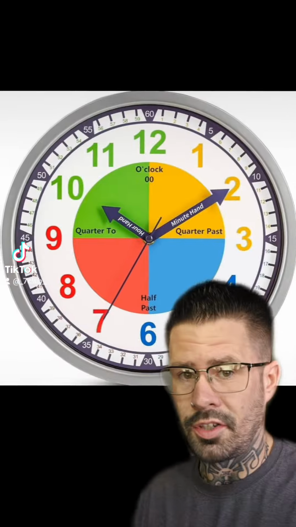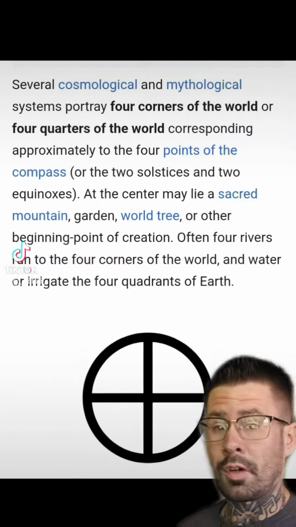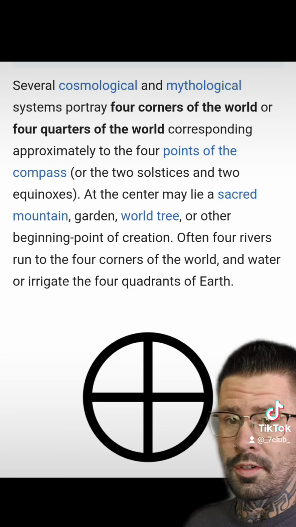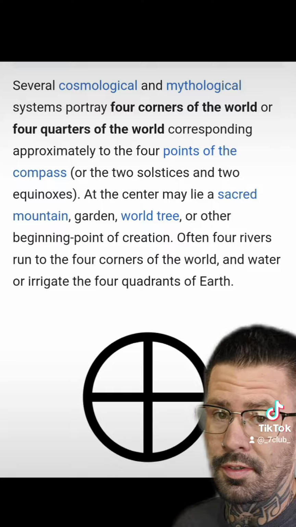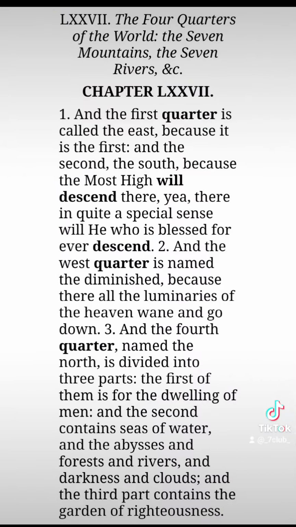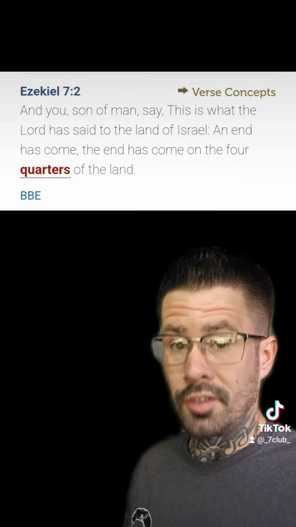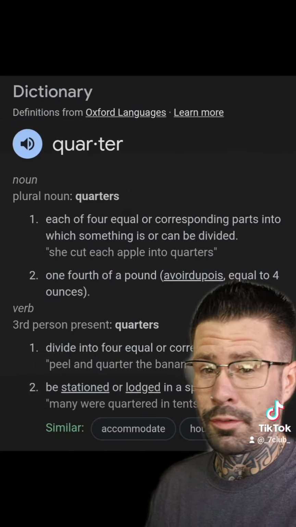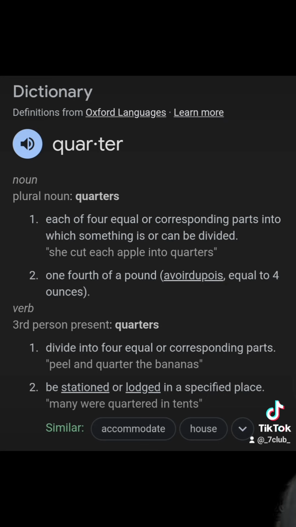A clock is sectioned in 4/4. Several cosmological and mythological systems portray 4 corners or 4/4. In the Book of Enoch, he talks about the 4/4. And several verses talk about the 4/4. Then you look at the definition of quarter, and one is each of 4 equal or corresponding parts into which something is or can be divided, right?